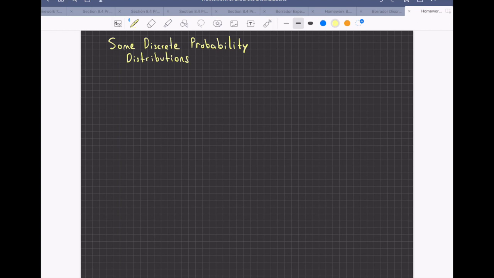The random variables and distributions can be determined by their probability distribution, or in the discrete case, their probability mass function. I mean, they can be classified by their formula. So here we are going to see some of them. First, we start with the binomial distribution.